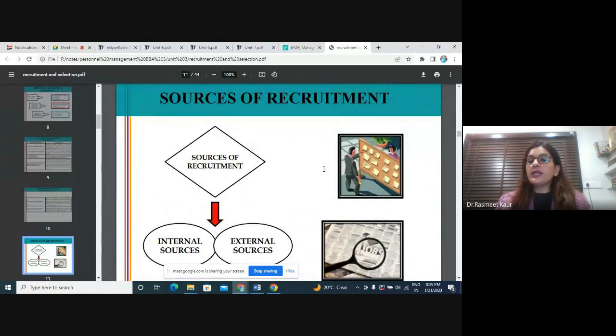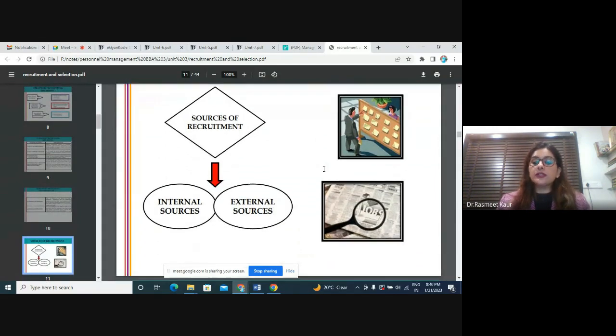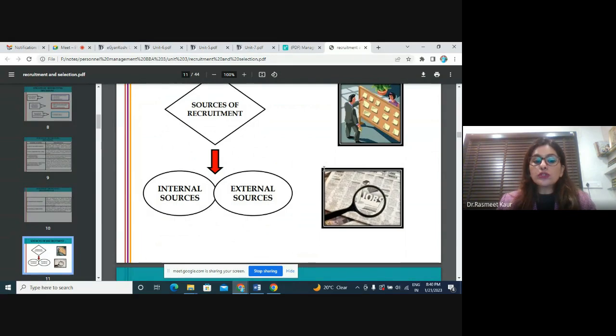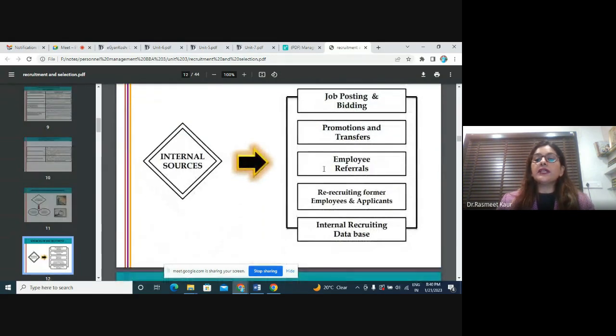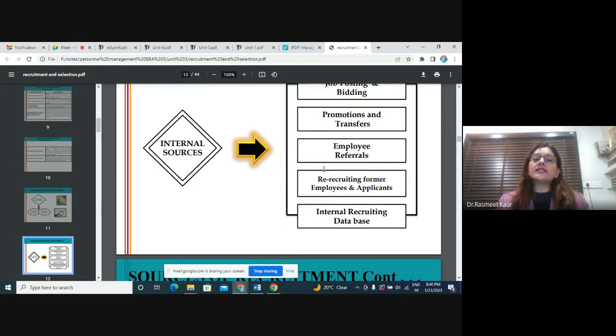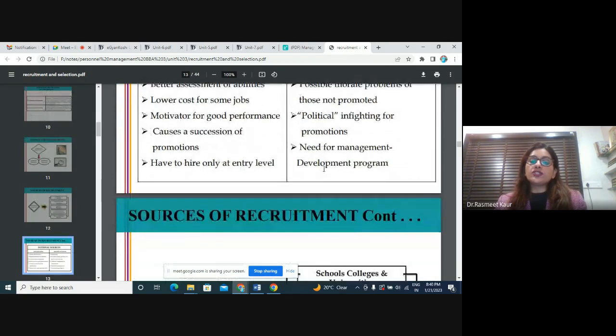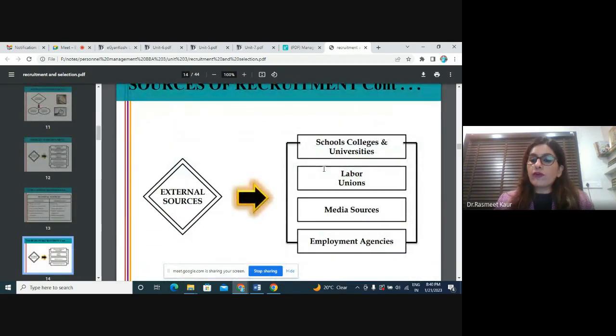Coming to a very important area of recruitment: internal and external sources of recruitment. Let's understand the meaning of these two terms. Internal, as I said when we were talking about the internal and external environment, means something which is within. An internal source is where you are looking for human resource within the organization. An external source is where you go beyond the organization and find the human resource for the organization.